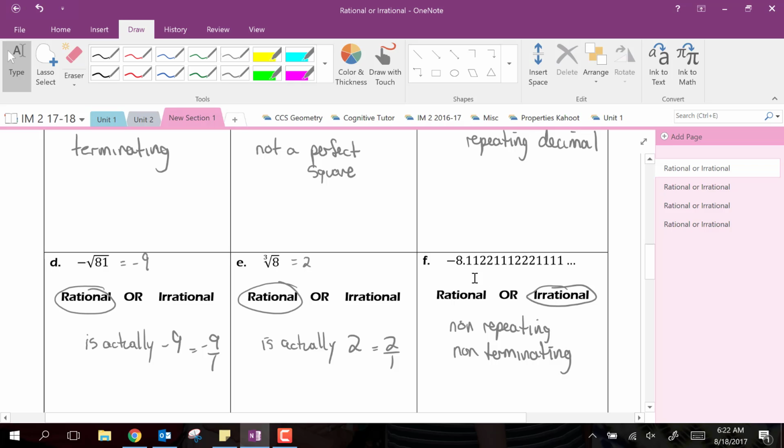Letter F is irrational. Even though there's a pattern, 1 1 2 2 1 1 1 1 2 2 2 2 2 1 1, it's not repeating. It's a different kind of pattern. So it's irrational. It's non-repeating and it's non-terminating. It keeps going on forever.